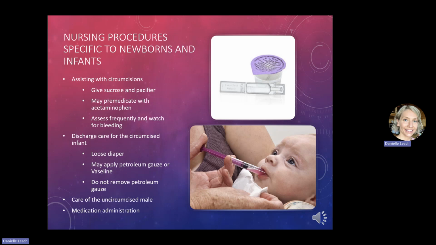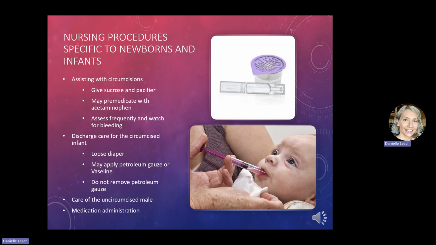Some doctors may order acetaminophen to pre-medicate the baby for pain. So that could be something that you would administer to the child. And then after the circumcision, the main thing that we need to do is assess the site frequently and watch for bleeding. We're just going to put a diaper on the baby after the circumcision and do a couple other things that I'll talk about in a second for discharge care. But we really want to make sure it's not bleeding at all. So check the diaper area very often to make sure that there's no blood in the diaper.